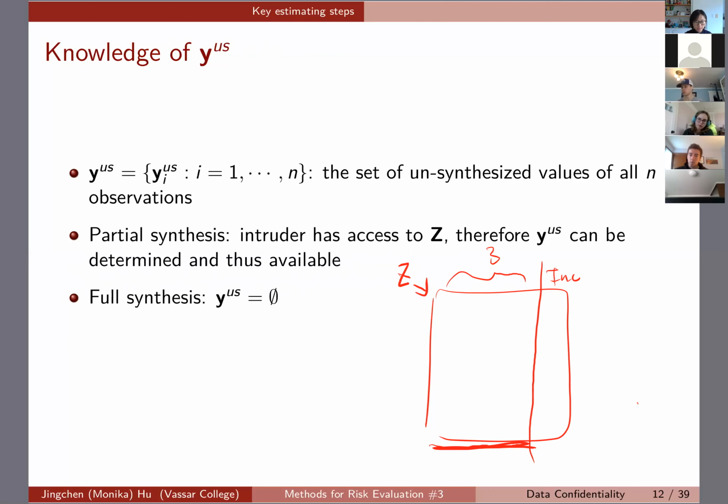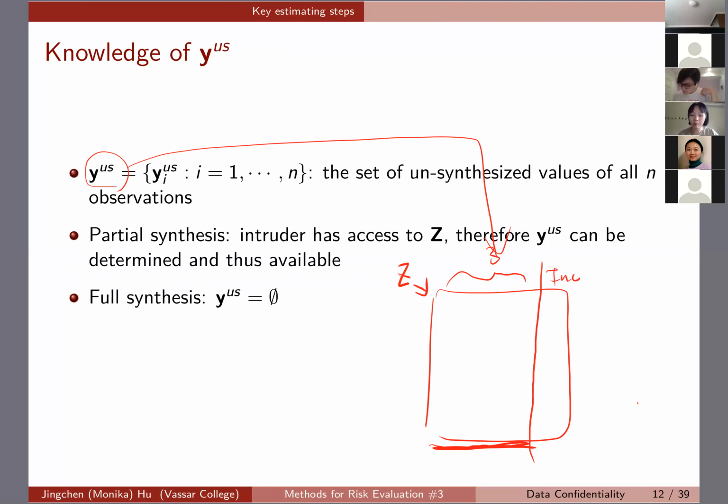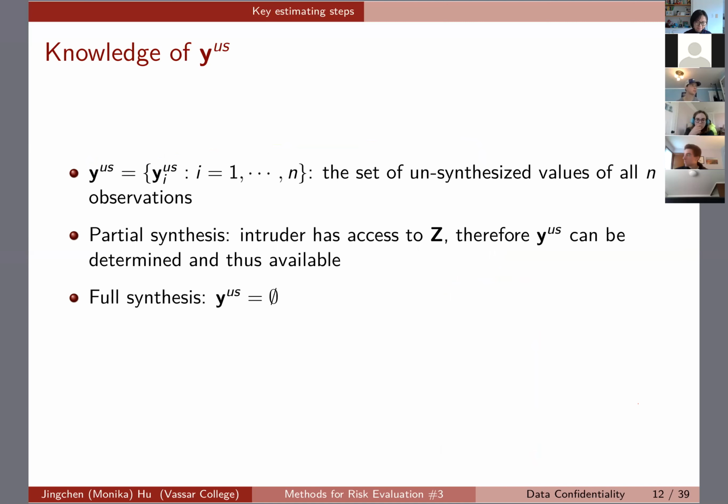So what we mean by YUS is the 3 columns here. Because Z is available, and if the intruder also knows that what's being released only has the income synthesized, that means they will have everything in the YUS. Think about what that means in your project, and you might have some idea what you are trying to do. Without loss of generality, we're going to use YUS, even though we recognize that for full synthesis, YUS is an empty set.